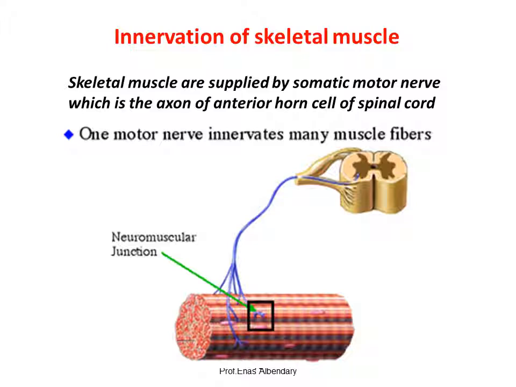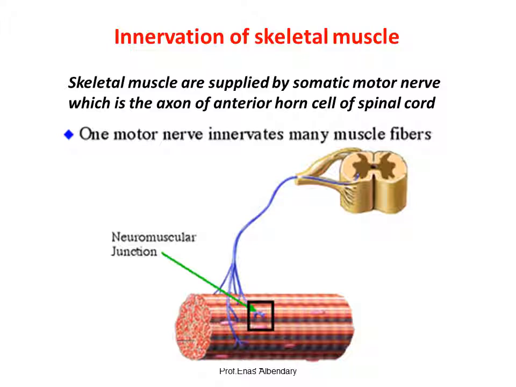Now, what's innervation of skeletal muscle? Is it autonomic or somatic? No, it is somatic. Skeletal muscle is supplied by somatic motor nerve, which is the axon of anterior horn cell of spinal cord. One motor nerve innervates many muscle fibers.